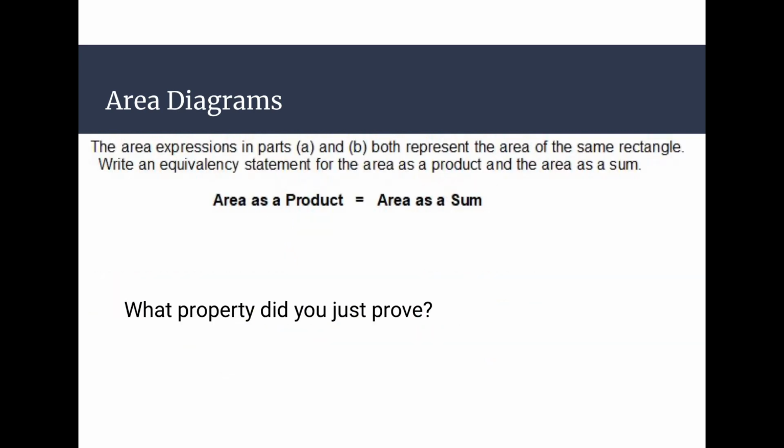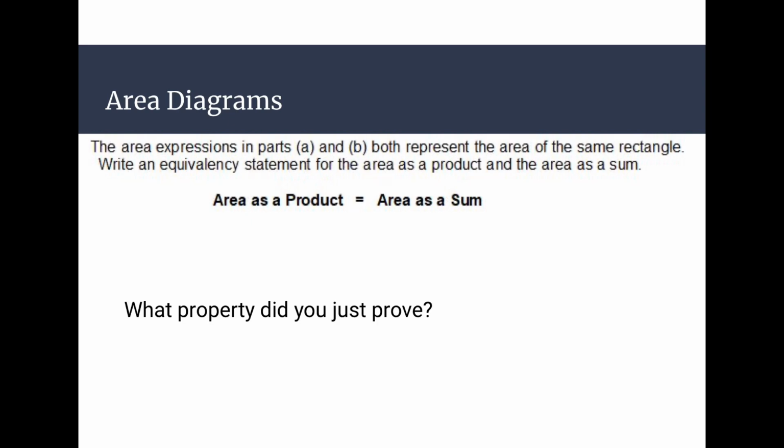So here we want to say the area expressions in part A and B of the last problem both represent the area of the same rectangle. Okay? Do we expect those areas to be the same? And we would say, of course, right? Because the area of the apartment doesn't change depending on how we take the measure of it. So we would expect those to be the same.